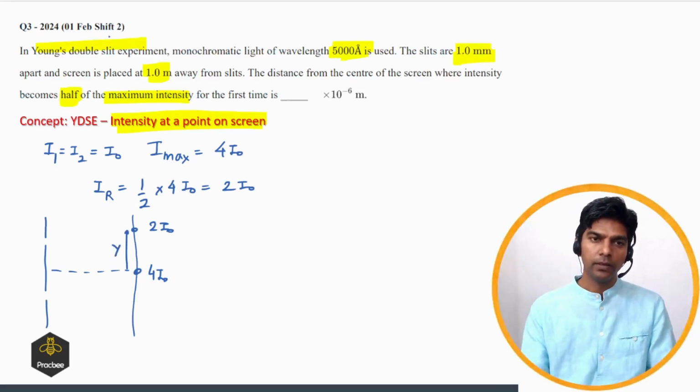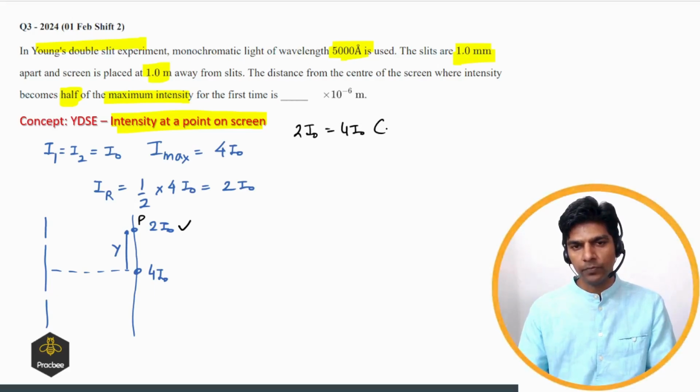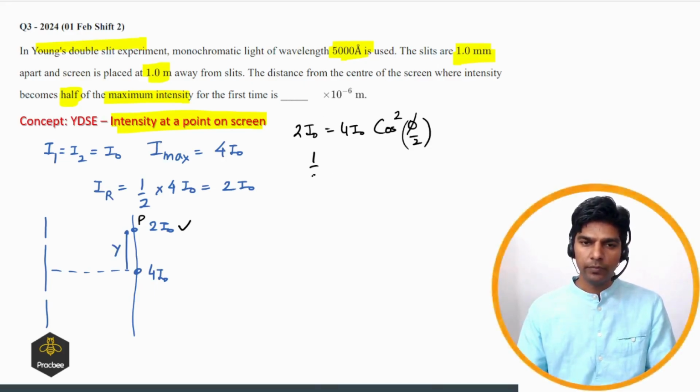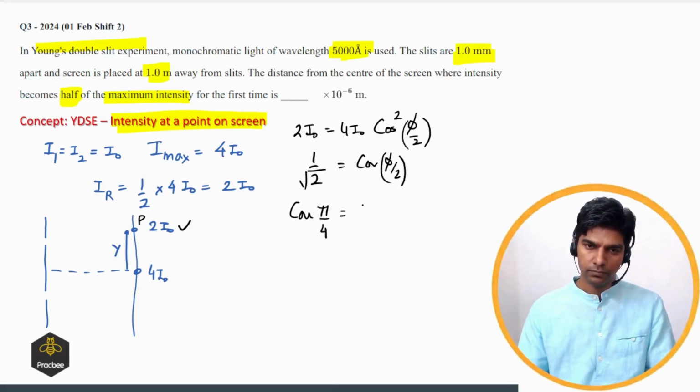So what are we going to do? So first you have to find the phase difference at this particular point. Let me call this point as P. So we can use the intensity formula, resultant intensity. So 2 I naught will be equal to 4 I naught cos squared phi by 2. So this will be 1 by 2, or you can say 1 by root 2 is equal to cos phi by 2. And we know that cos pi by 4 is 1 by root 2. Now from this phi comes out to be pi by 2.